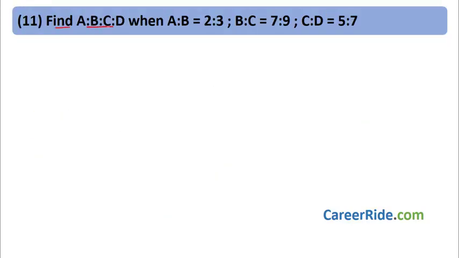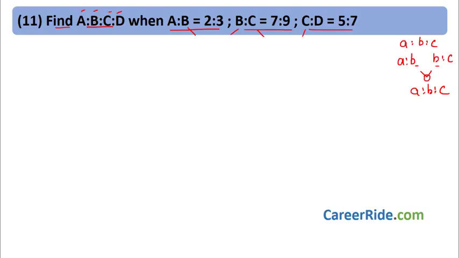Find A is to B is to C is to D when A is to B is 2 is to 3, B is to C is 7 is to 9, and C is to D is 5 is to 9. Now here lies a problem. What have we learnt up till now? If it is A is to B and B is to C, and there are two different values of B, we can simply make the values common and then write A is to B is to C. But over here there are two different values for B, two different values for C, and it is not just A is to B is to C, it is A, B, C and D.